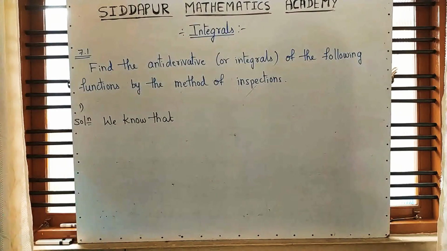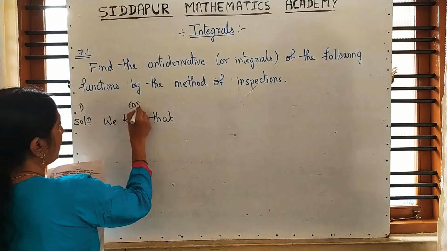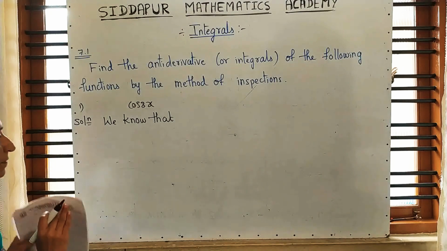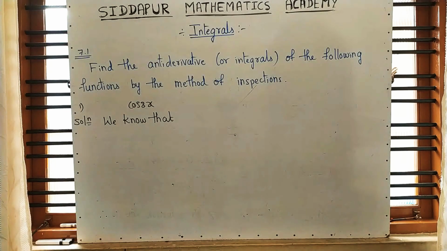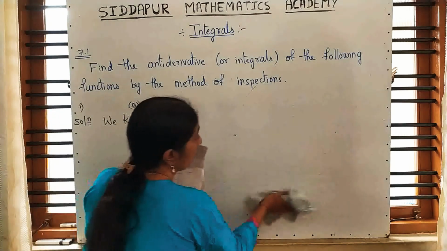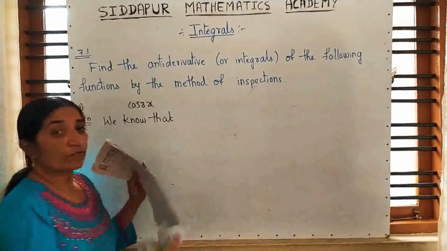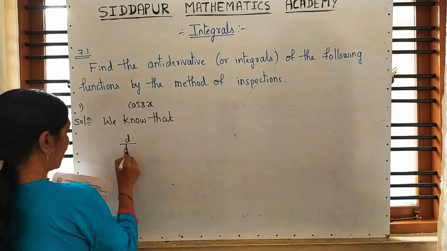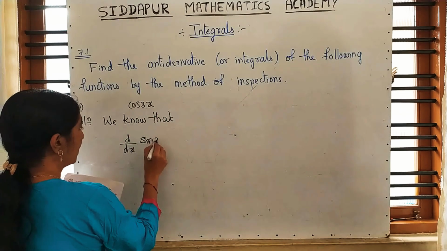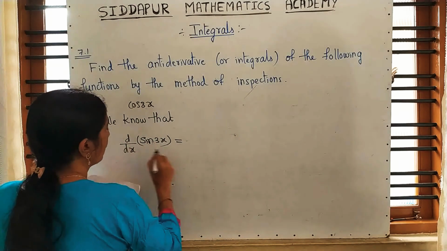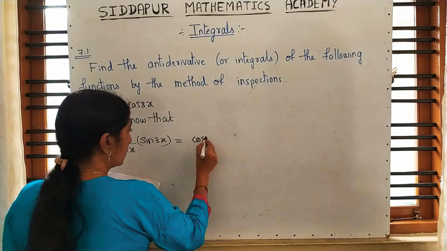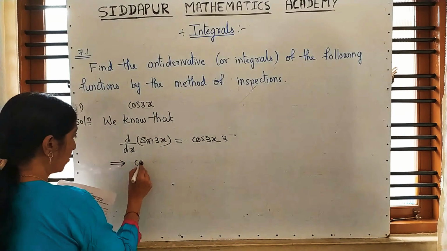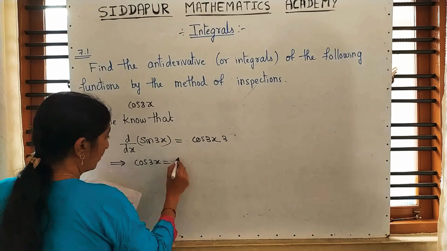Second one is cos 3x. Find the antiderivative or integral of the following functions by the method of inspection. Yes, tell me students, differentiation of which term gives you cos 3x? Leave that angle also. Differentiation of which term gives you cos? Yes, differentiation of sin gives you cos. And whatever is the angle, we have to write that angle. Differentiation of sin 3x is cos 3x into 3 by chain rule. Then rearrange. Only cos 3x, how will we write? Taking 1 by 3 on another side.